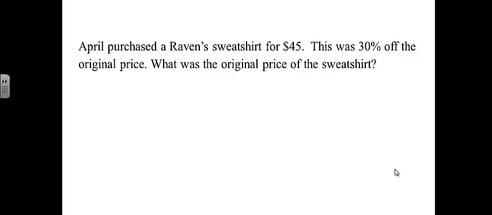Let's look at the question. April purchased a Raven sweatshirt for $45. This was 30% off the original price. What was the original price of the sweatshirt? For a problem like this, I need to understand how sales and sales percentages work.